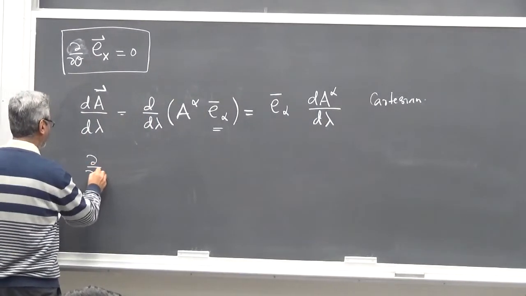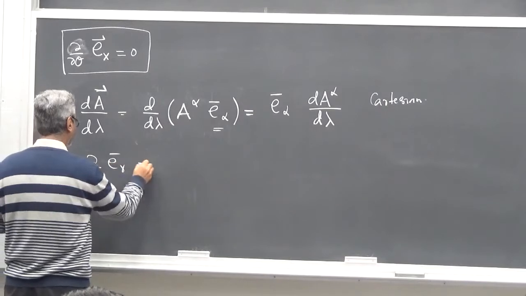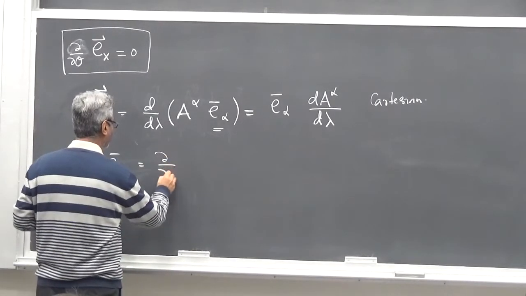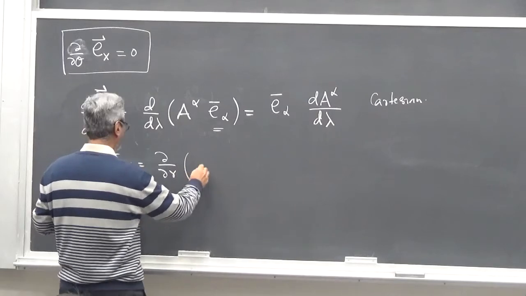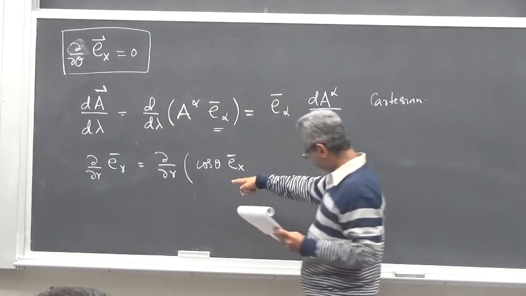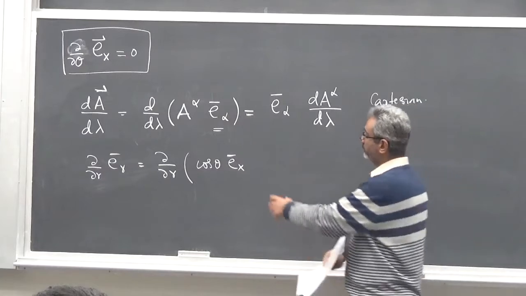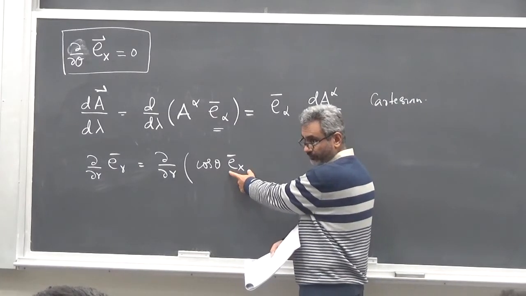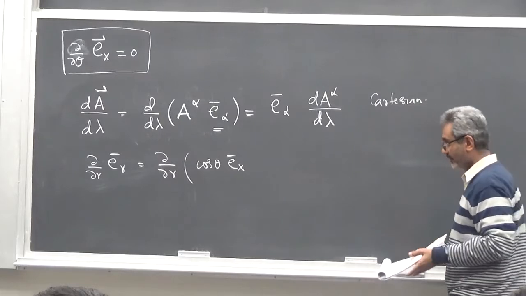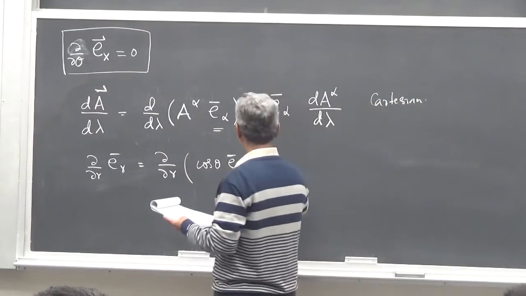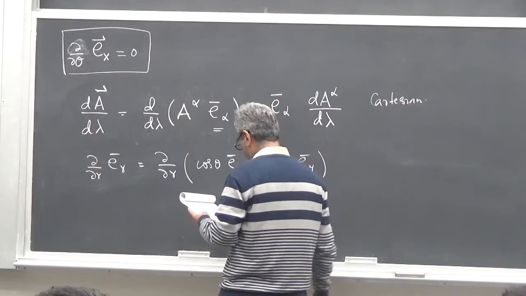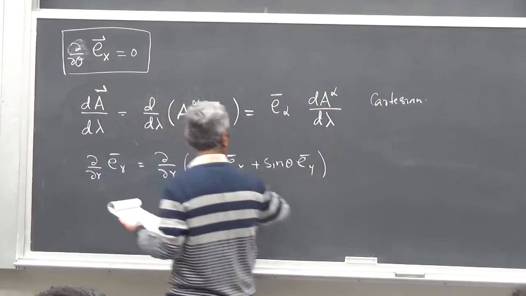So partial by partial r of ER, what is this equal to? Well, this thing is equal to partial by partial r of cosine theta EX. Now, you see, it's just very convenient to write things in terms of EX and EY because their derivative is 0. And so, plus sine theta EY, and the derivative is?